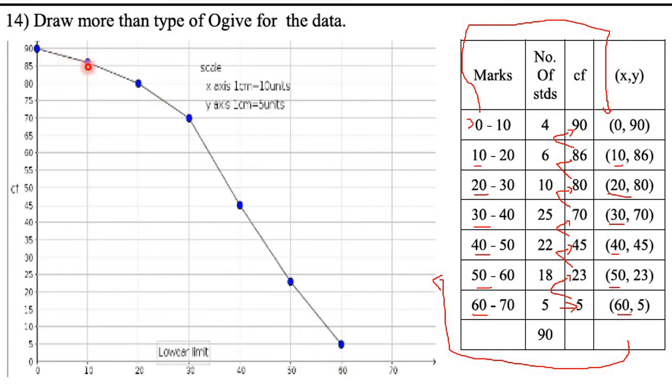Join all these points by free hand. Then you will get a curve like this. So this type of curve is called more than type of ogive. So this is how we can construct more than type of ogive for the given data.